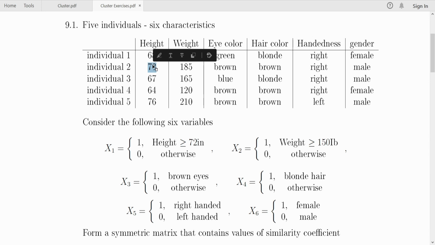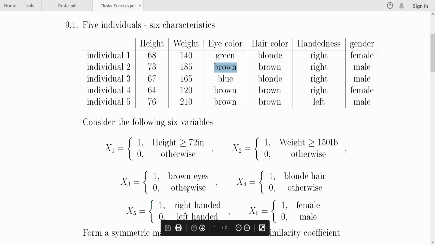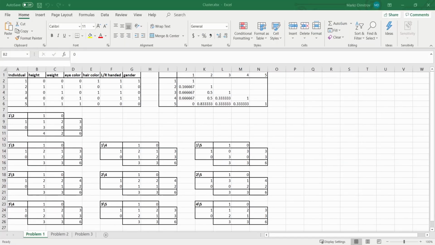We do the same for individual 2, but they have 73 height. So it is larger or equal to 72. So we will put 1. Similarly for the rest. So for example, individual 2 has eye color brown. So we go to the binary variable that has the eye color. So here, okay, so individual 2, eye color brown, 1. If we have blue, then we would put 0 here. Okay, so let's go back to Excel to see how it looks.